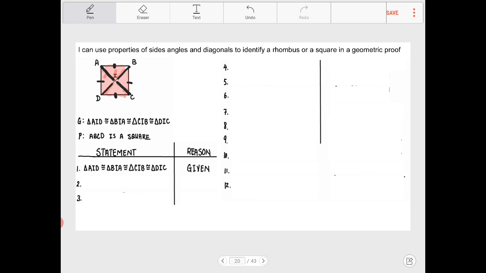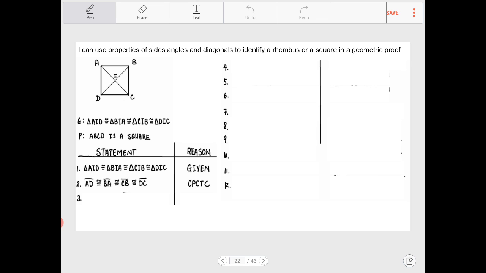So one of the first things that I want to do, after the given, having the understanding that all 4 triangles are the same, is to recognize that AD and BA and CB and DC, in other words, all 4 sides are the same, right? And this is because of CPCTC. Corresponding parts of congruent triangles are congruent.